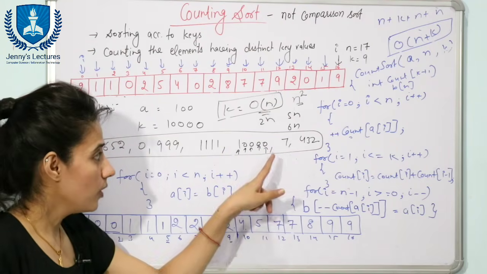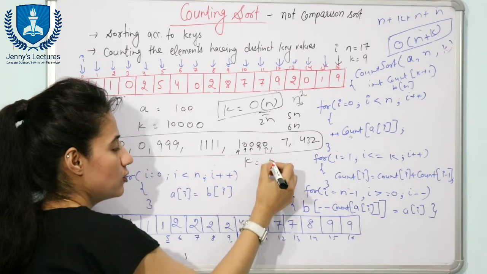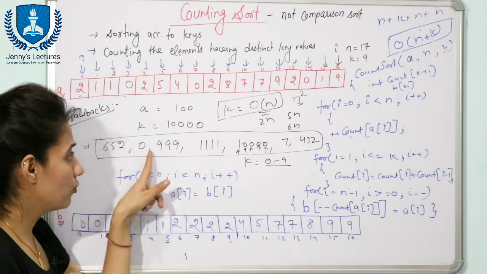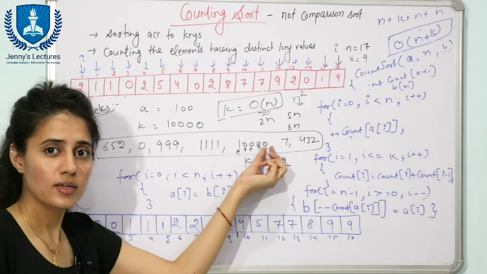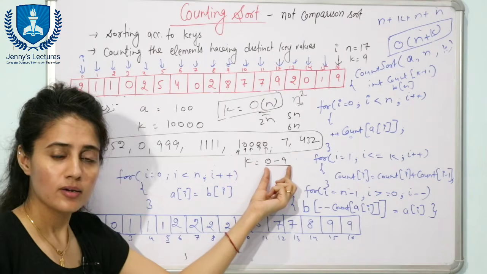So if we apply it on the digits, then the k value would always be from 0 to 9, because each digit can be either 0, 1, 2 up to 9. So k values would be 0 to 9.